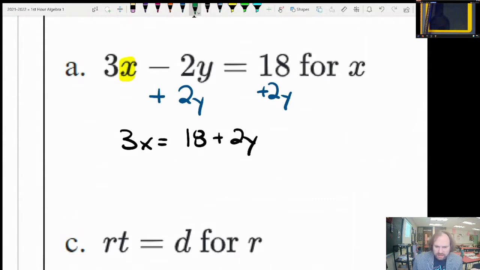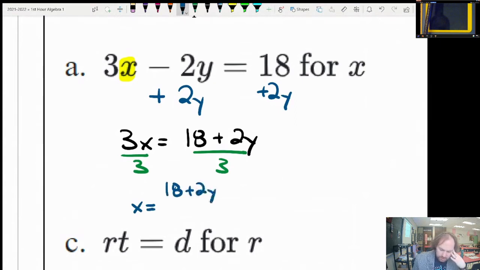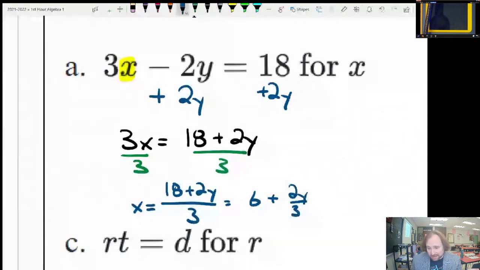Now, again, we still got to get x by itself, but if we divide by 3, that will cancel out the 3 that's there, and that'll be the answer. And it's not a very nice answer, but 18 plus 2y over 3 is pretty good. I guess if you wanted to, you could divide both 18 and 2y by 3, and you could call it 6 plus 2y over 3. That would work too, but I don't think that's necessary.